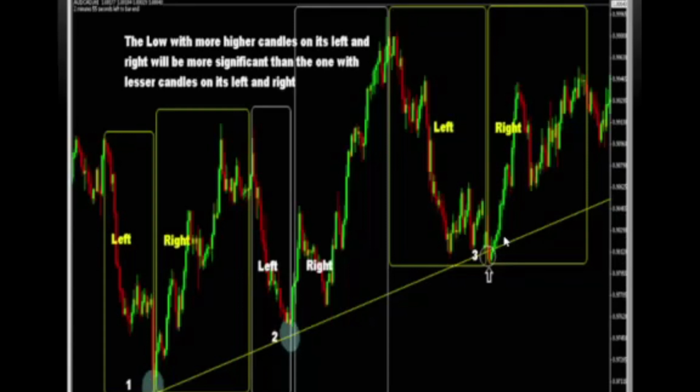Now let me explain further. When you select the two highs for drawing downward trend lines, or the two lows for drawing upward trend lines, they must be visible or obvious to everyone else. Very visible, obvious. There should be no ambiguity. Everyone else must be able to see or spot them clearly.